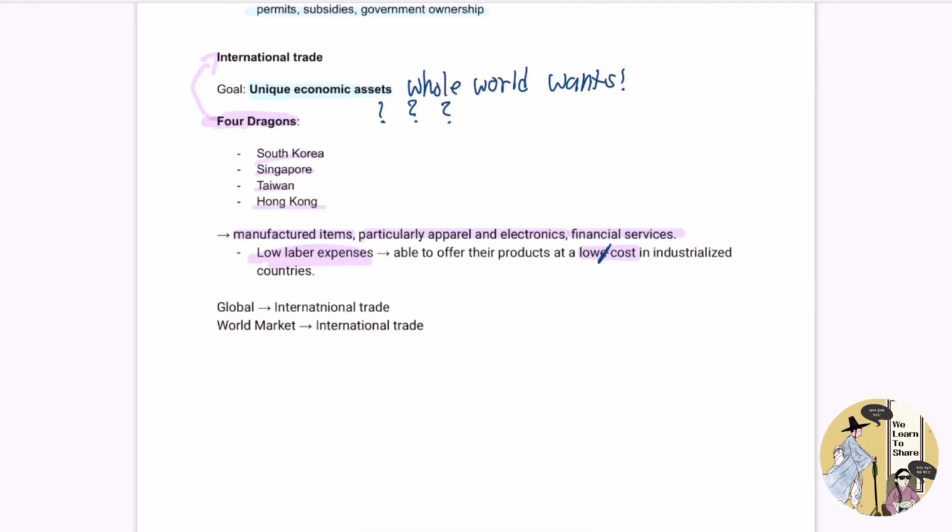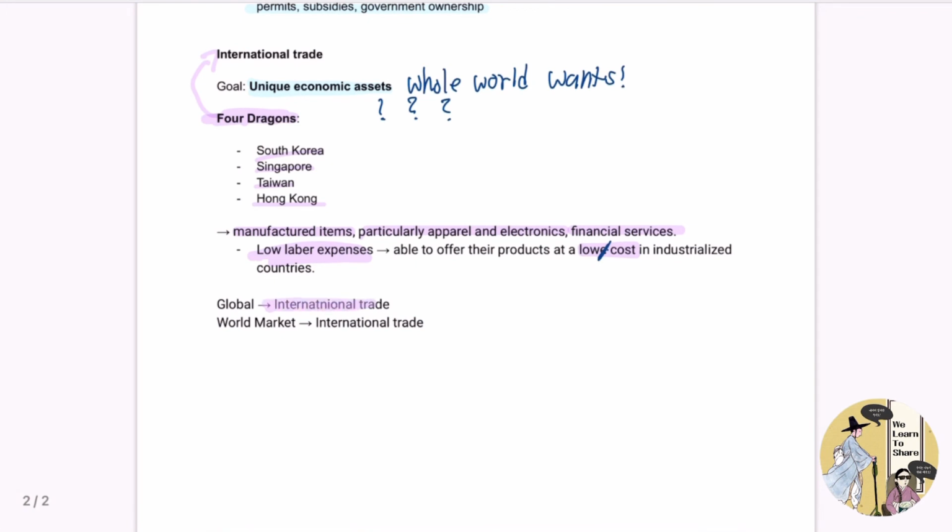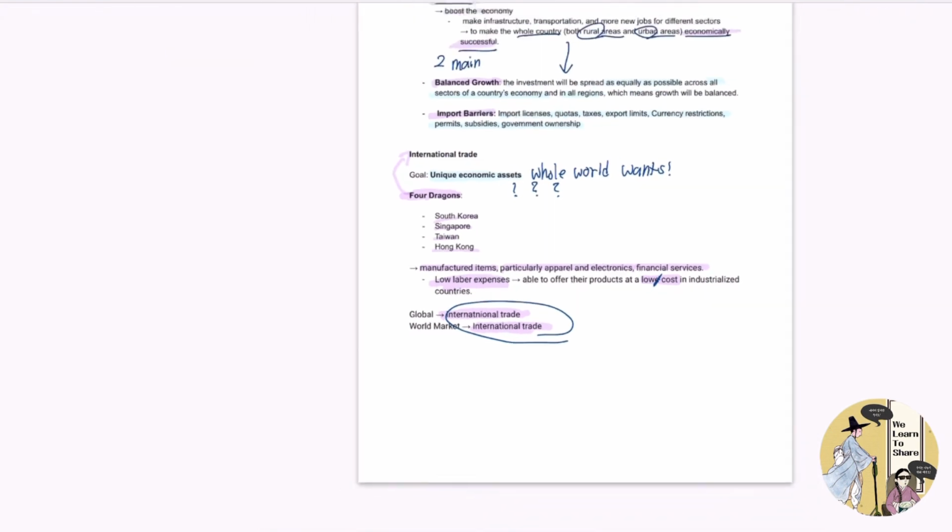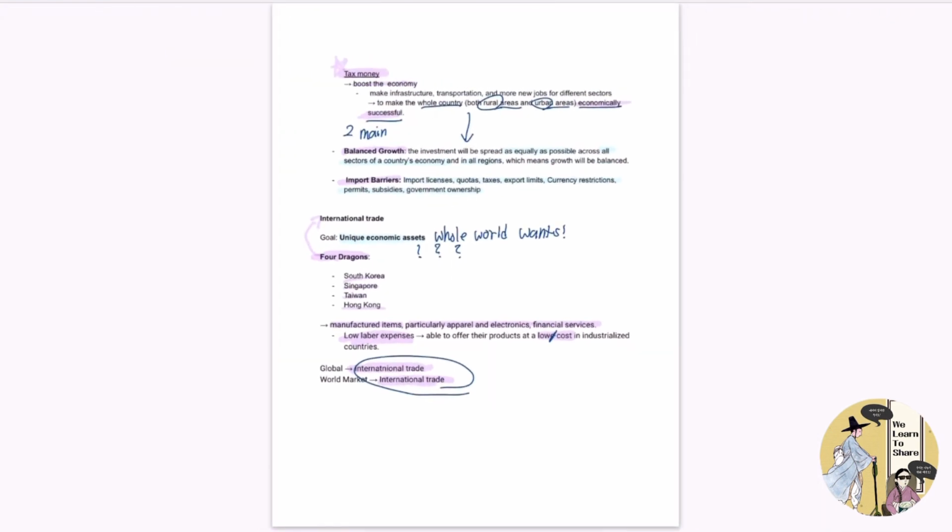Since the world is getting global, a country that can find a resource to offer the rest of the world becomes more successful, and that is international trade. Also, to get into the world market, international trade should be boosted. These days, international trade is way more effective than the self-sufficiency path.